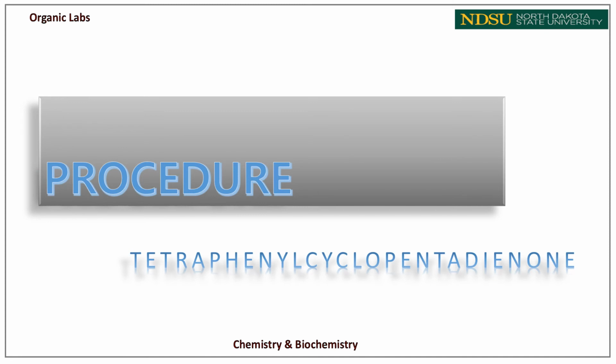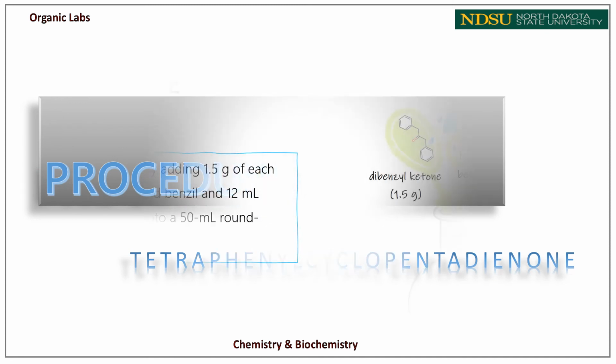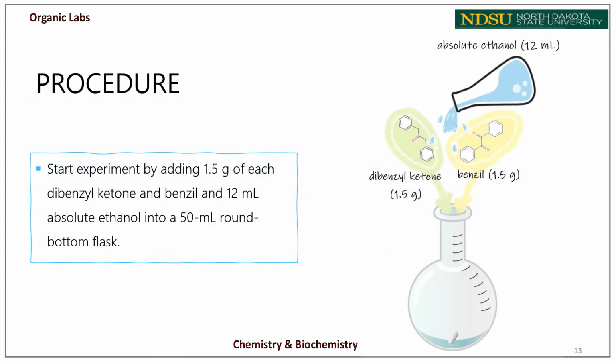Procedure. Start the experiment by adding 1.5 gram of each dibenzyl ketone and benzil and 12 ml absolute ethanol into a 50 ml round bottom flask. It is critical to prevent water from coming into contact with the reactants.